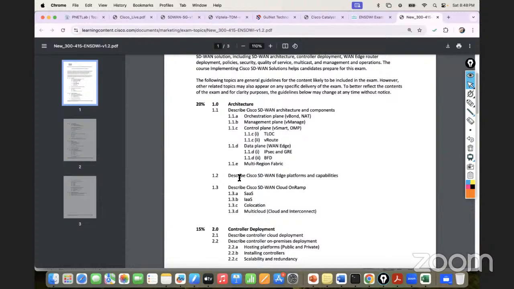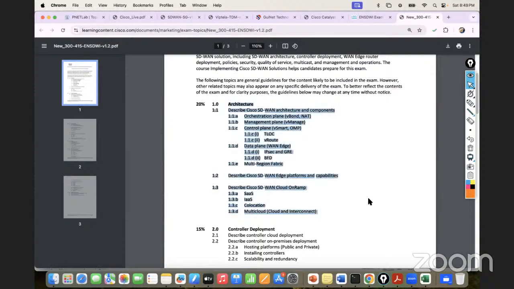You have to understand the Cisco SD-WAN edge platform capabilities. You have to understand these three kinds of platforms: cloud on ramp, SaaS, what is software as a service, what is infrastructure as a service, what is co-location, what is multi-cloud, and cloud interconnects. That also. So these are the most theoretical part.